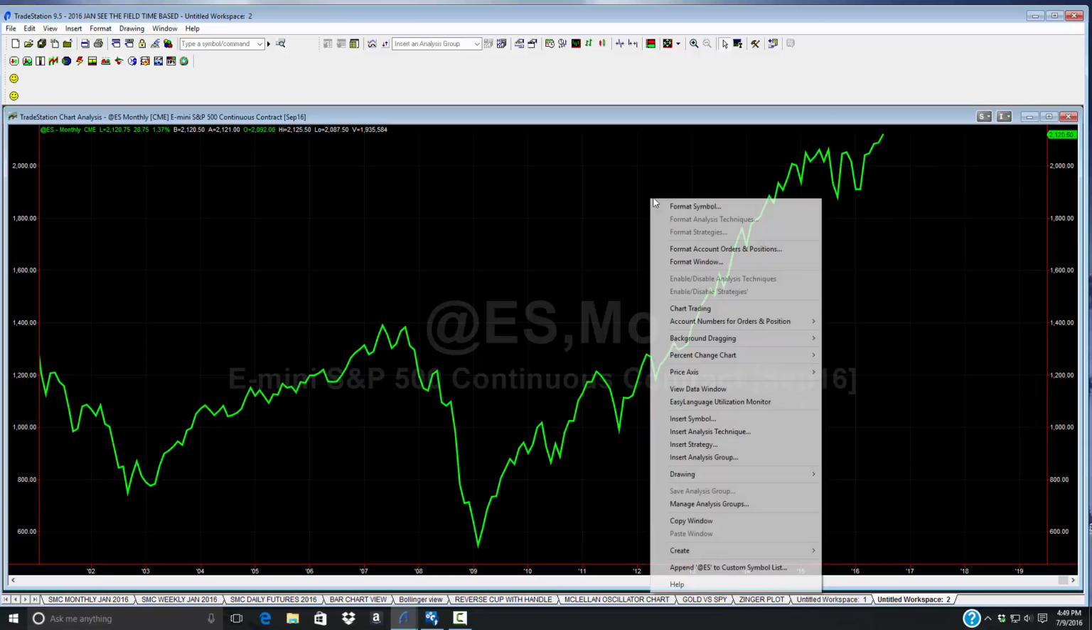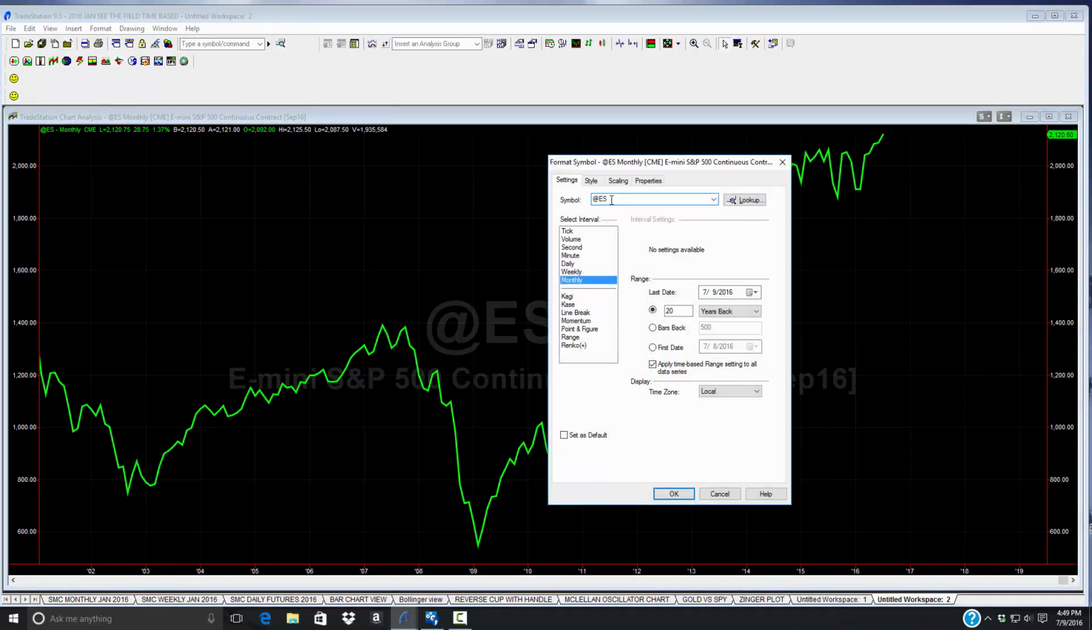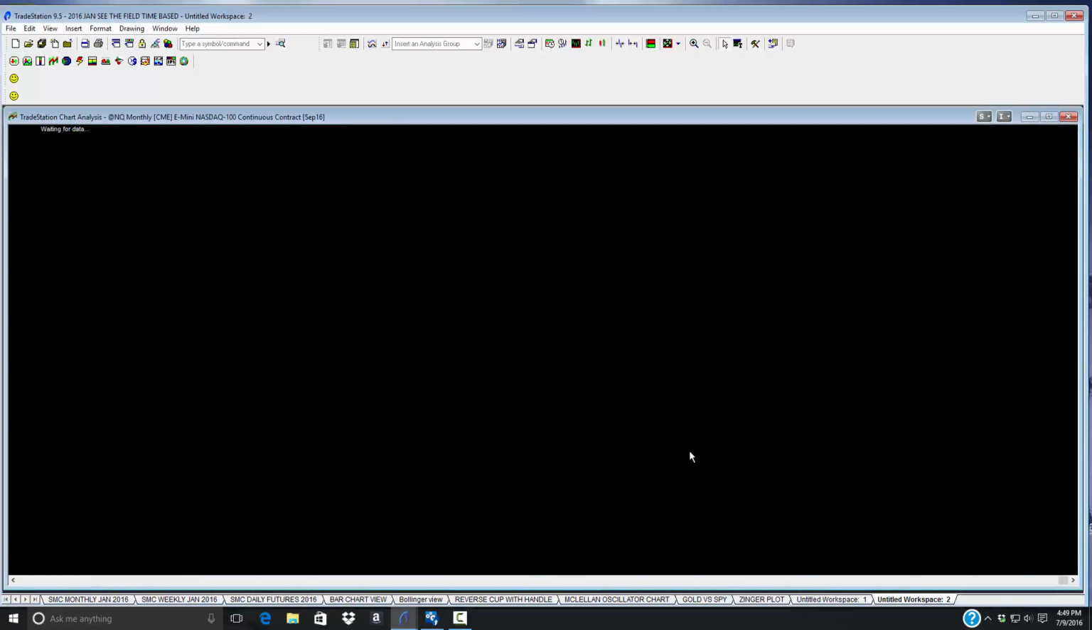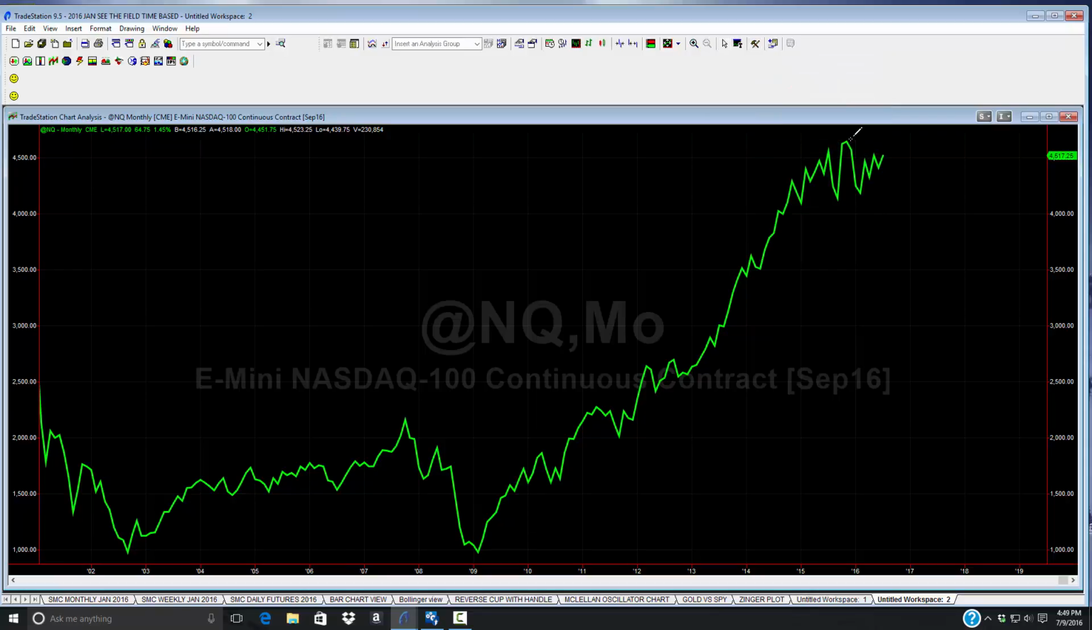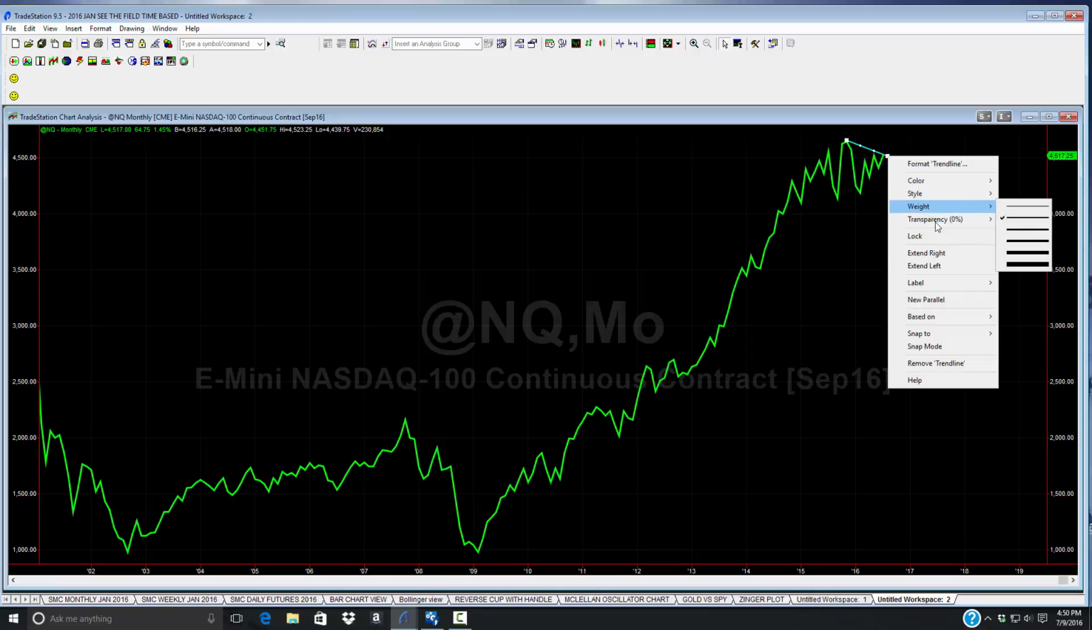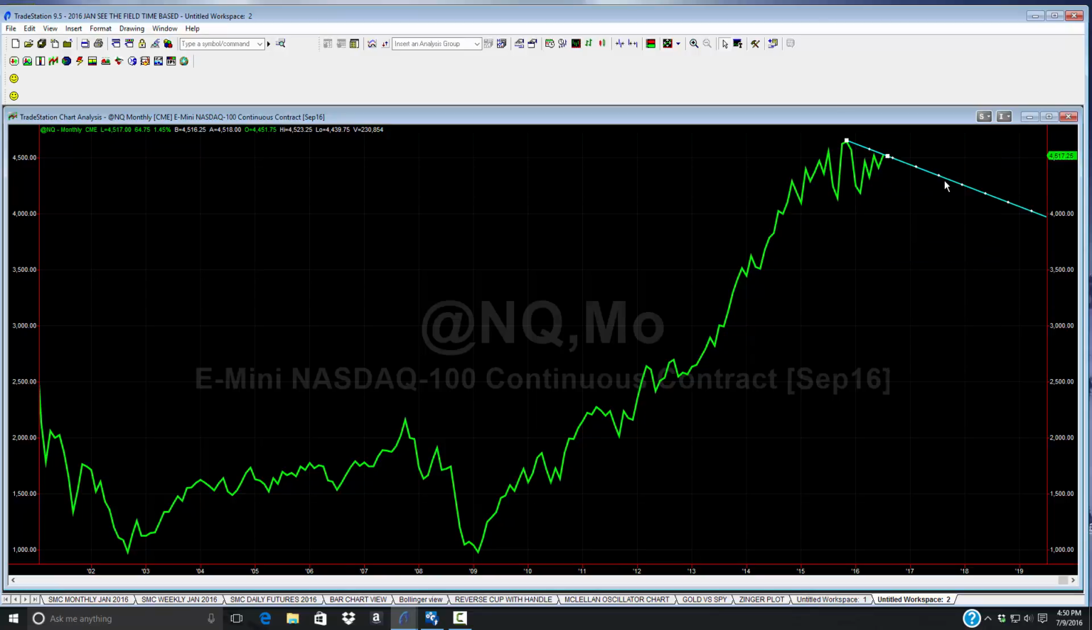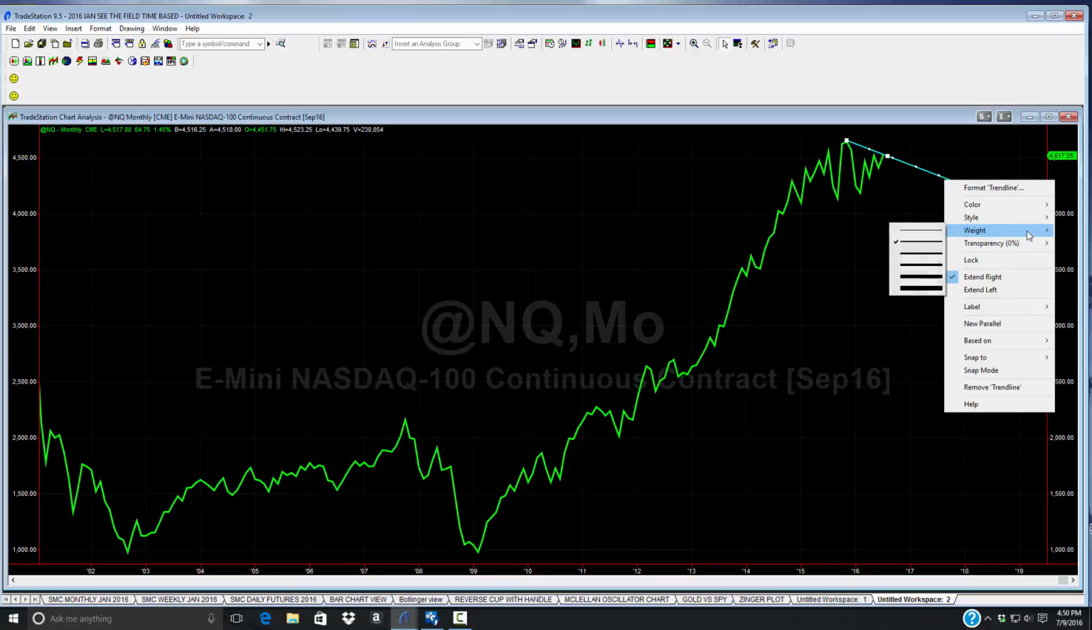Too many people were eyeing that ES. Again, this is on a monthly basis. So let's look at the NQ, the NASDAQ. Now, let's watch this trend line. Let's get the peak. Let's connect it. We're going to extend right. We're going to get it nice and fat.